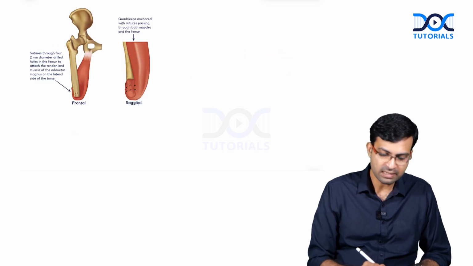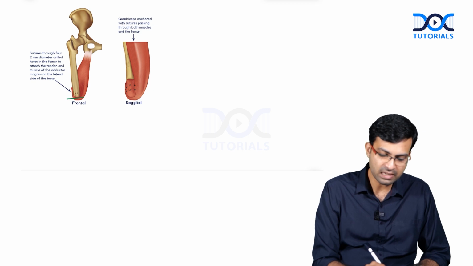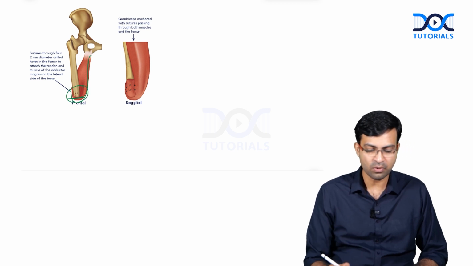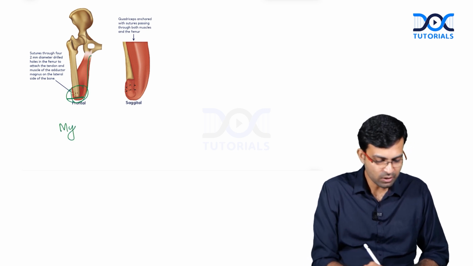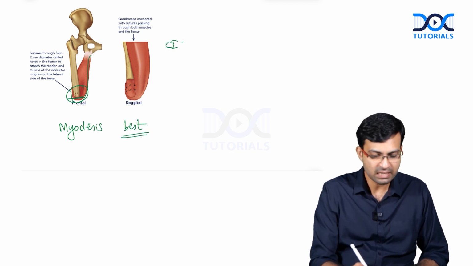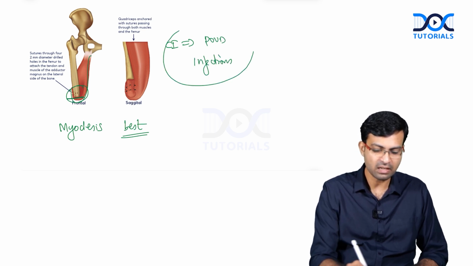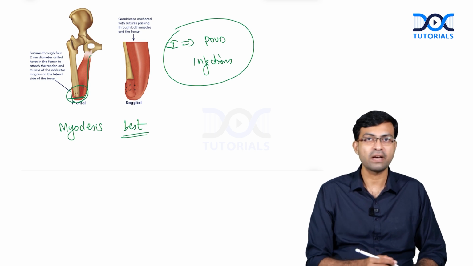So this is myodesis. This is an above knee amputation. In myodesis, you can see that the amputation has been done at this level and the muscle has been taken round like this, drill holes are made in the bone, and the muscle is sutured onto the bone. This is the best method for fixing the bone, but it is contraindicated in POVD and sometimes also in infections. In ischemic conditions and infections, we generally do not do myodesis.